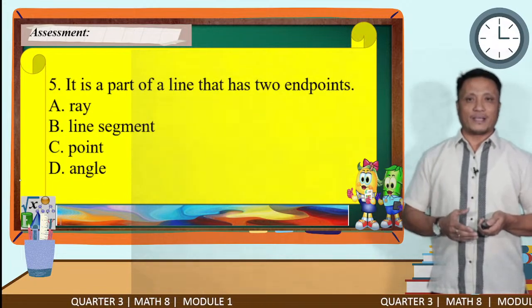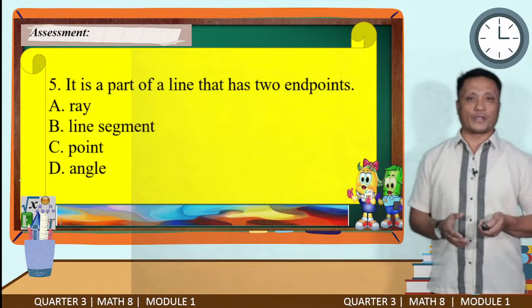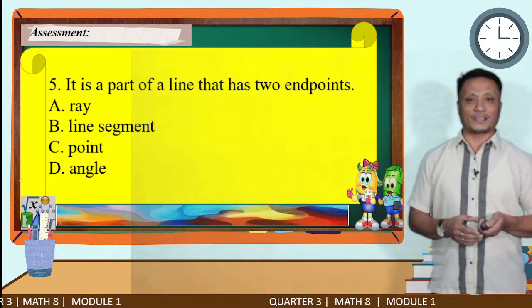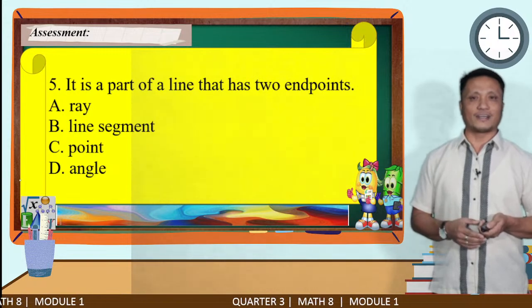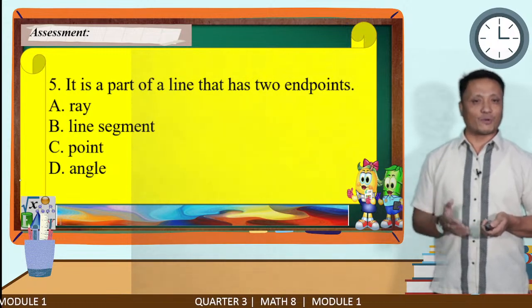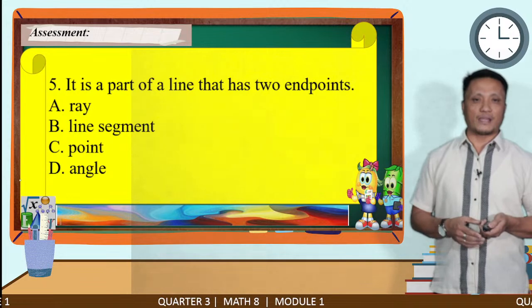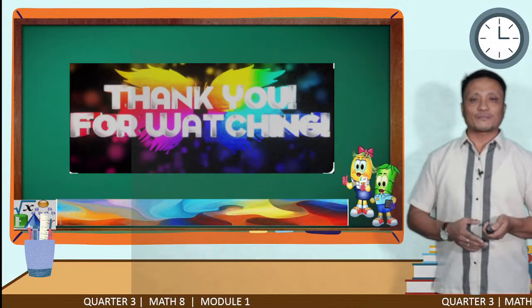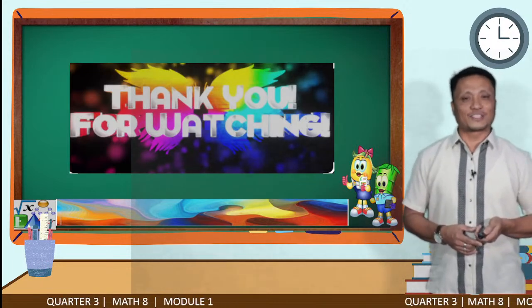Number 5. It is a part of a line that has 2 endpoints. Letter A, ray. Letter B, line segment. Letter C, point. Letter D, angle. I'll give you time to answer this. And if your answer is letter B, then you got the correct answer. Very good. That ends our lesson, class.